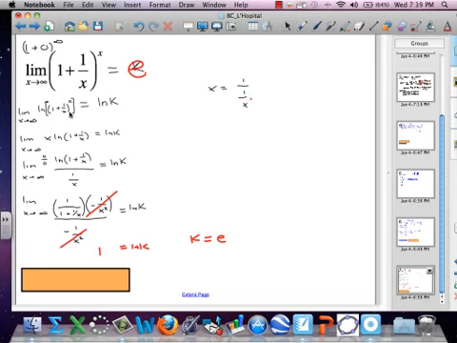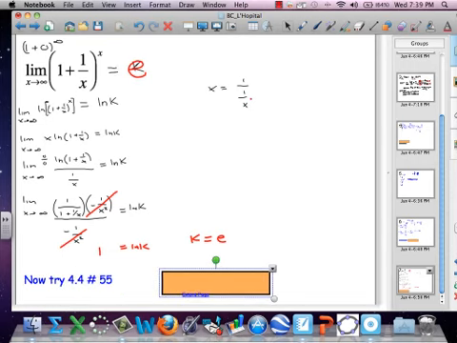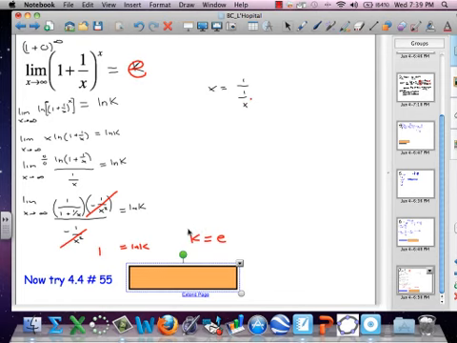Okay, you're going to use a similar argument by making an equation to do number 55 in section 4.4.